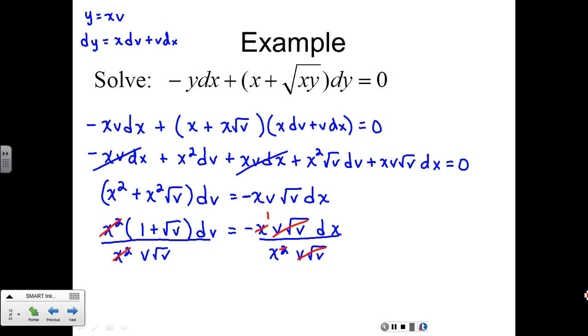If you love algebra, this is your kind of problem. If you don't love algebra, then you are in a mess on this one. How else can I write this right here? Anybody got an idea? Good job. That's v to the 3 halves. This is v to the 1 half times v to the first. If you're multiplying powers together, you add the powers together. That would be v to the 3 halves power. And that's all just one term.